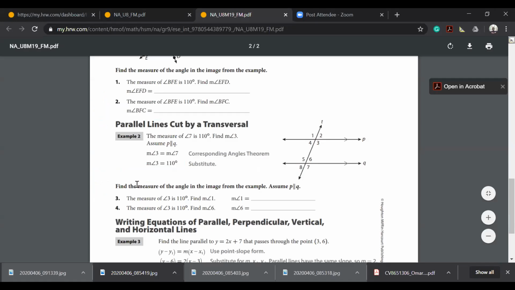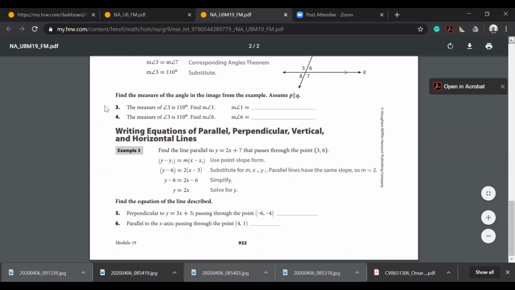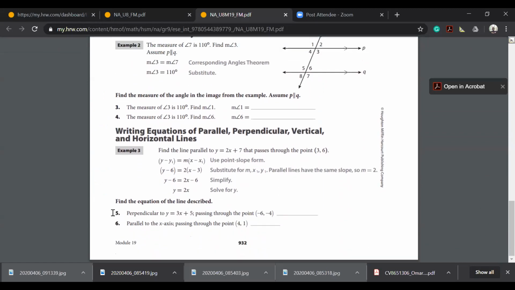We finished number 3, 4, number 1 and 2. We are left with number 5 and 6. For number 5 and 6, I will leave them until we take their lesson, because this lesson about the perpendicular line and parallel line was not taken before. So it's better to leave them until we take the lesson, inshallah.